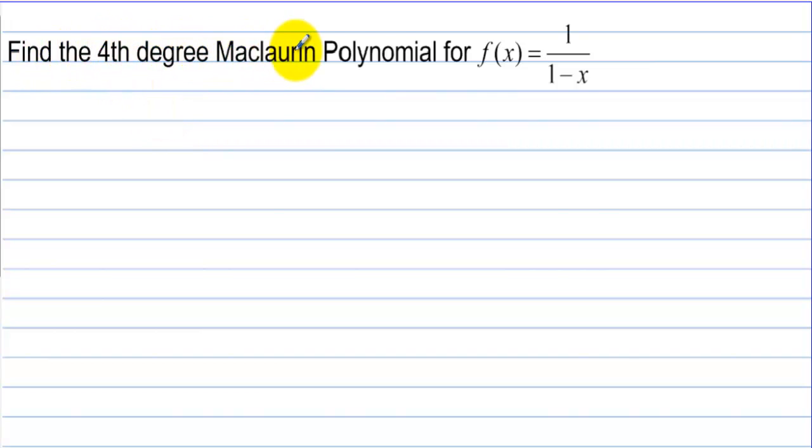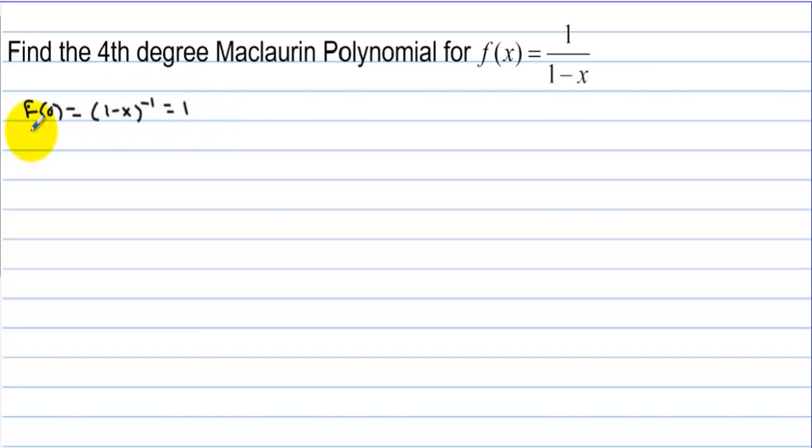Find the fourth degree Maclaurin polynomial for f of x equals 1 over 1 minus x. So the Maclaurin is centered at 0. Let's write this as 1 minus x to the negative 1. And when we plug 0 in, that'll be 1 minus 0. That's 1 to the negative 1.